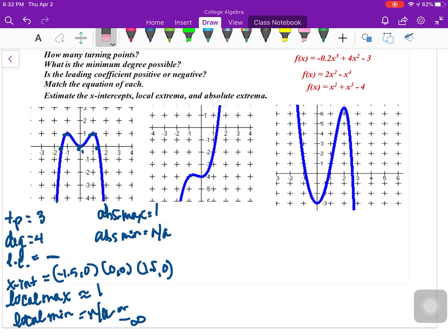However, here, I do have a local minimum. I need to come back here and change this. It reaches a local minimum here. This is where the graph is low. So that's at about 0.